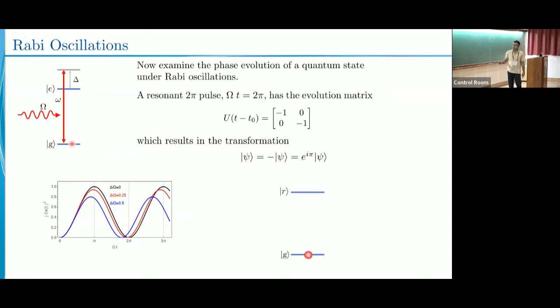So what is the meaning of this? Suppose my atom is here and I apply one 2 pi pulse. It goes up and comes back. And if the state is here and I apply the same pulse, it goes up and comes back. The difference between these two is that it accumulates a phase of pi in this state, and here no phase changes. These things come up repeatedly when we are doing quantum gates.